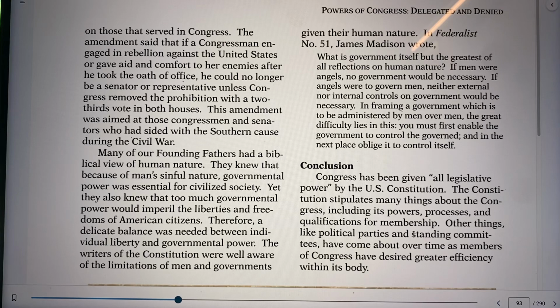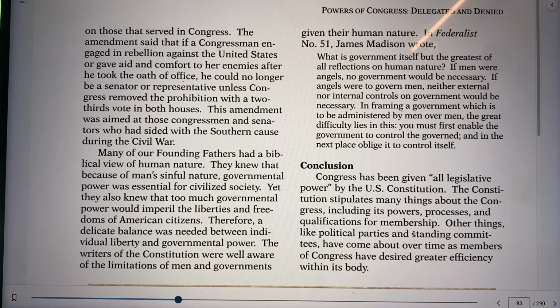This kind of gives a conclusion to all that we've been talking about Congress. In the Federalist, number 51, James Madison wrote, "What is government itself but the greatest of all reflections on human nature? If men were angels, no government would be necessary. If angels were to govern men, neither external nor internal controls on government would be necessary. In framing a government which is to be administered by men over men, the great difficulty lies in this: you must first enable the government to control the governed, and in the next place oblige it to control itself."